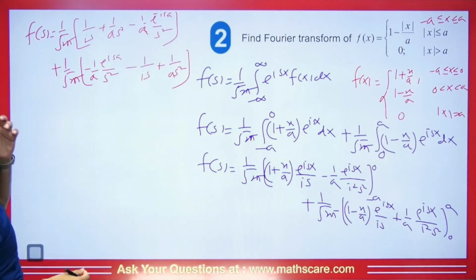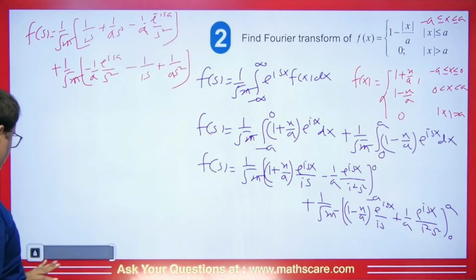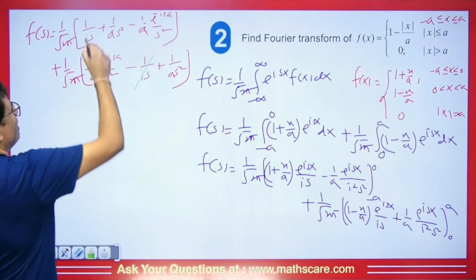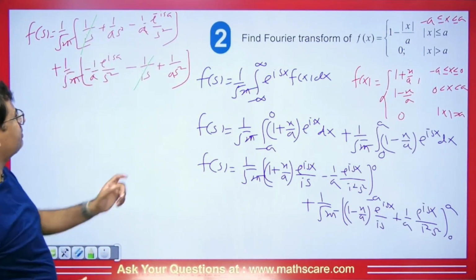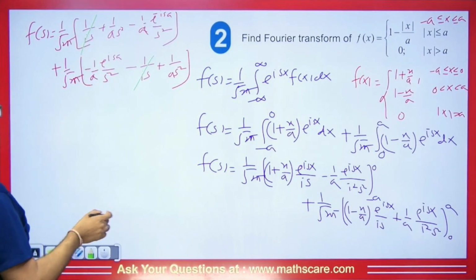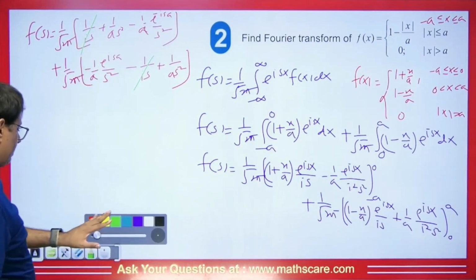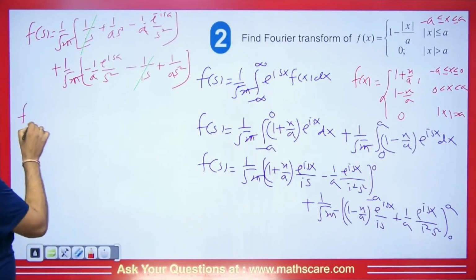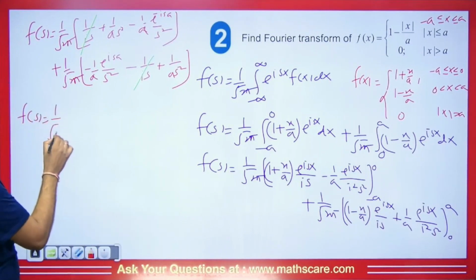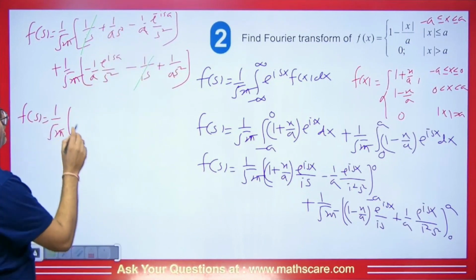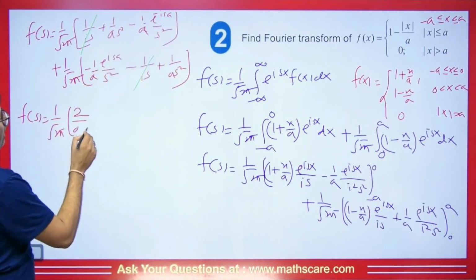If you look at it carefully, some of the terms are getting cancelled. One term is clearly getting cancelled. We have all these here. So this term here will cancel out, and let's see what others are left. So finally what will we have? Pay attention here. Thus students, here we will get f s is equal to 1 upon root 2 pi. And this will be 1 upon a s square and 1 upon a s square. So the answer will be 2 upon a s square.